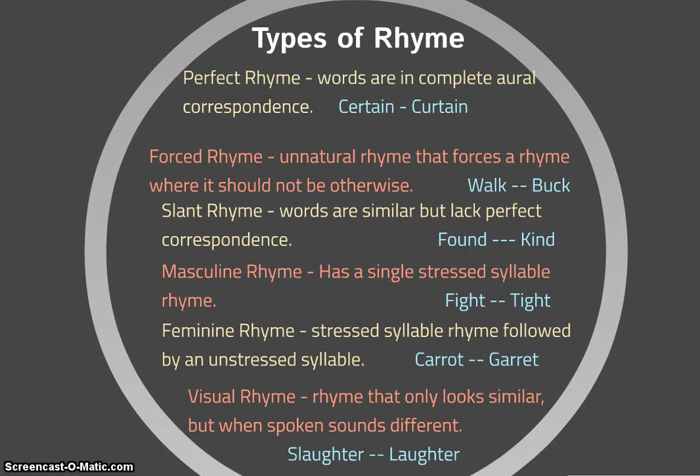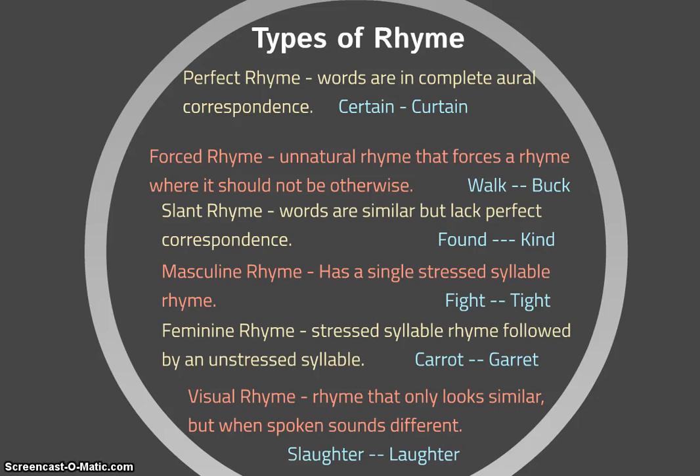Types of rhyme. There's perfect rhyme, which are words that are in complete oral correspondence, such as certain, curtain. There's the forced rhyme, which is an unnatural rhyme that forces a rhyme where it should not be otherwise, such as in the words walk and buck. There's a slant rhyme, which are words that are similar but lack perfect correspondence, such as found and kind.